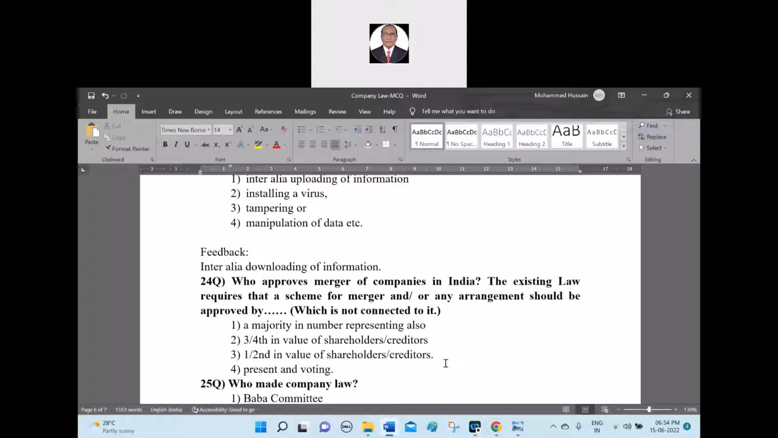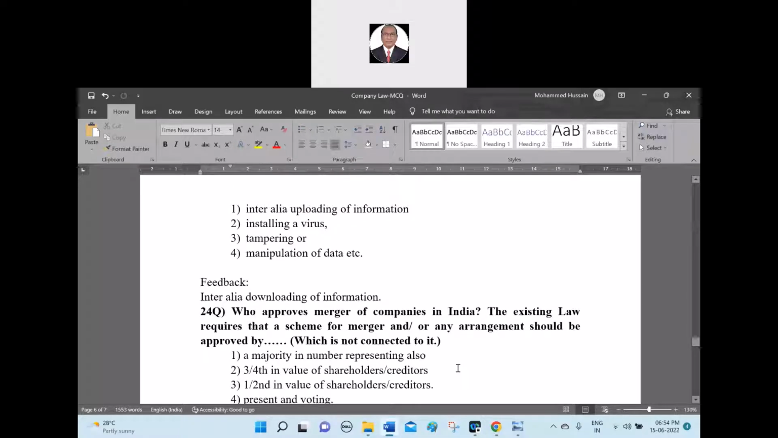One is not relevant. Number three: there is three-fourths, but not half. So that is not connected, but the other three are connected even for the merger. Now they can ask the supplementary question.